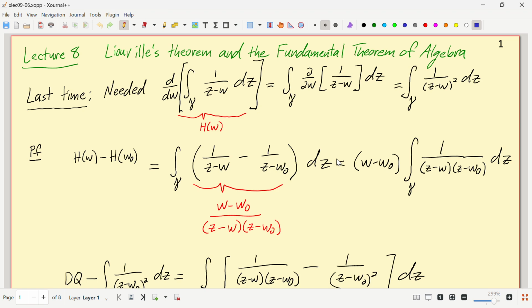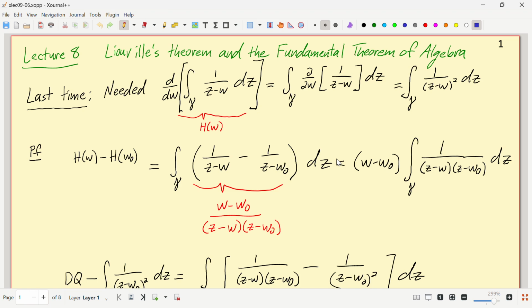Anyway, when I start working on the difference quotient, I get h of w minus h of w naught. And I write that out by definition. And then just to cross multiply and do a little bit of algebra, that thing inside the integral, the numerator is w minus w naught, which, from the point of view of that integral, is a complex constant, over z minus w times z minus w naught. And so I can pull that complex constant out front of the integral. And I get this integral.